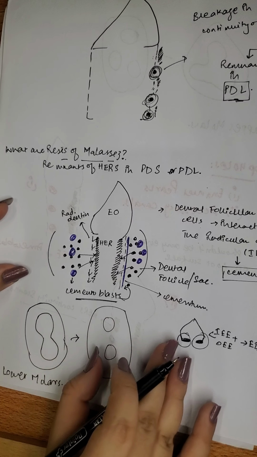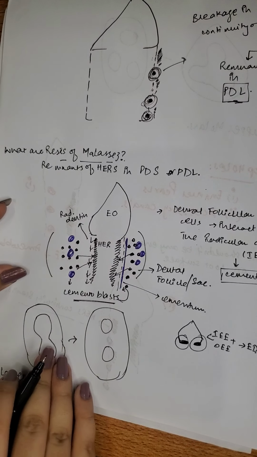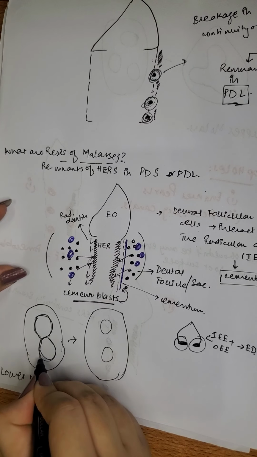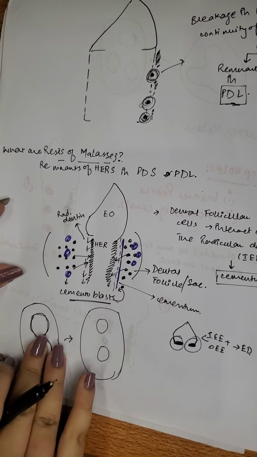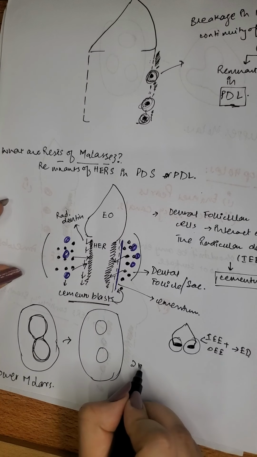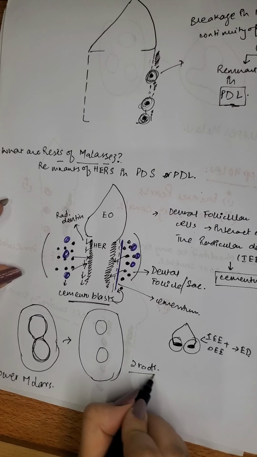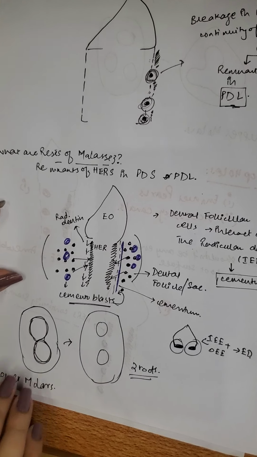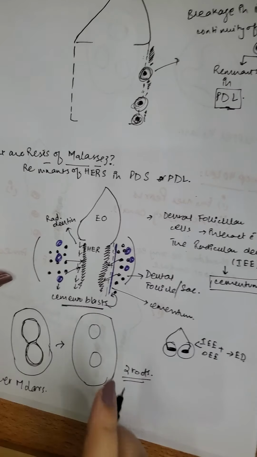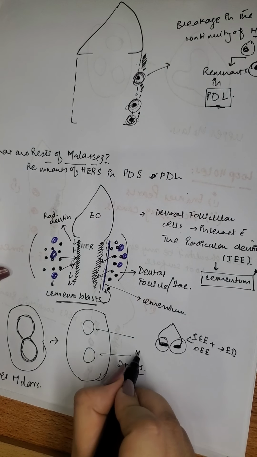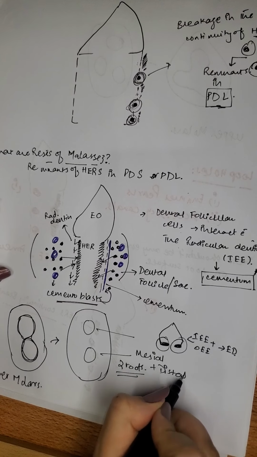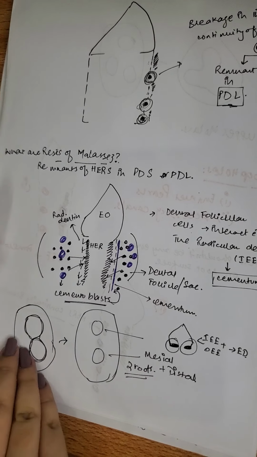Whenever two enamel diaphragms are formed on the surface of the root, they are going to join with each other, and then they are going to split and two roots are formed. That's why the lower molars or the mandibular molars have two roots. These are the mesial and distal roots. You will be studying it in tooth morphology.